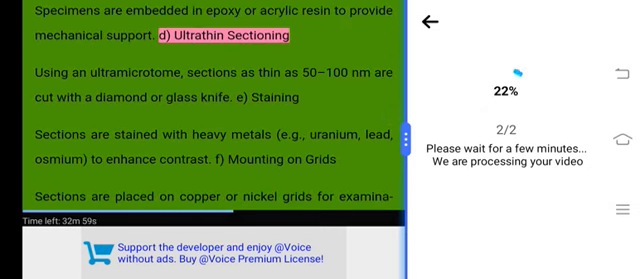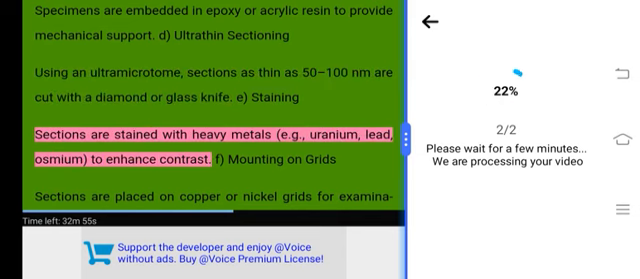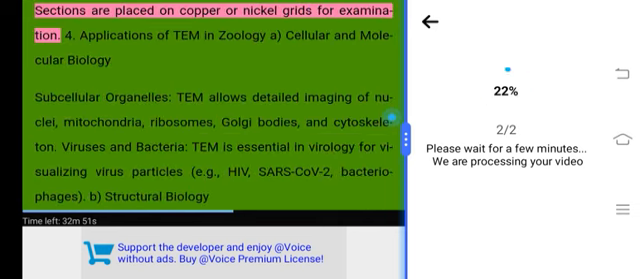D. Ultra-thin sectioning. Using an ultramicrotome, sections as thin as 50 to 100 nm are cut with a diamond or glass knife. E. Staining. Sections are stained with heavy metals, e.g., uranium, lead, osmium, to enhance contrast. F. Mounting on grids. Sections are placed on copper or nickel grids for examination.